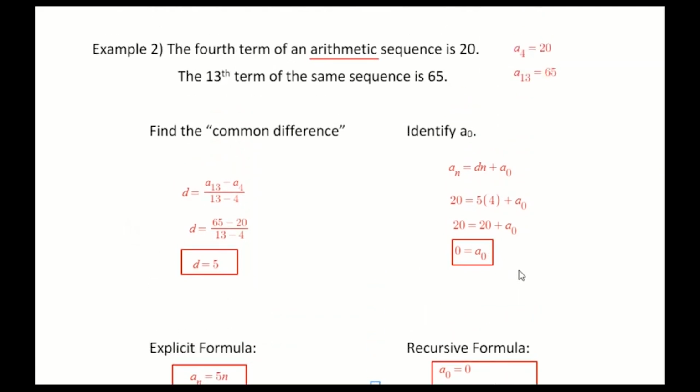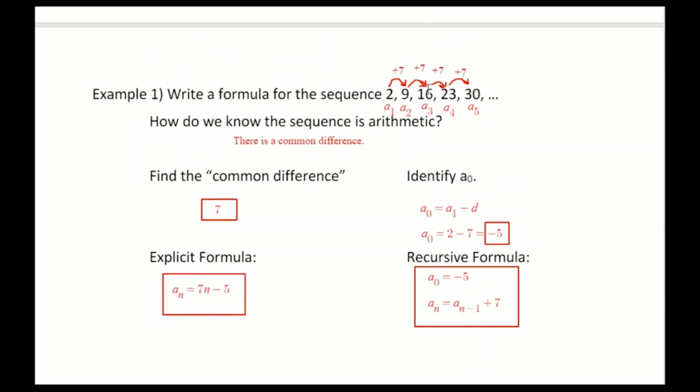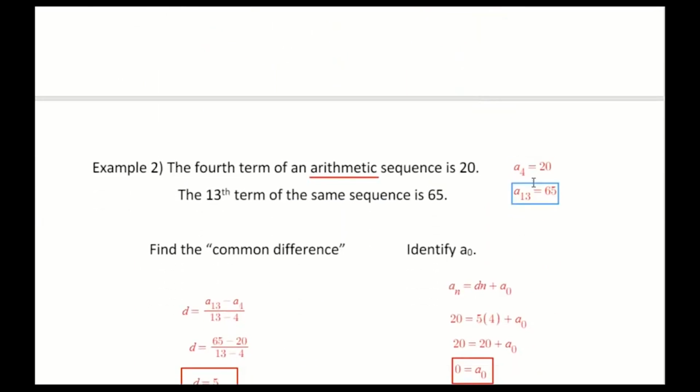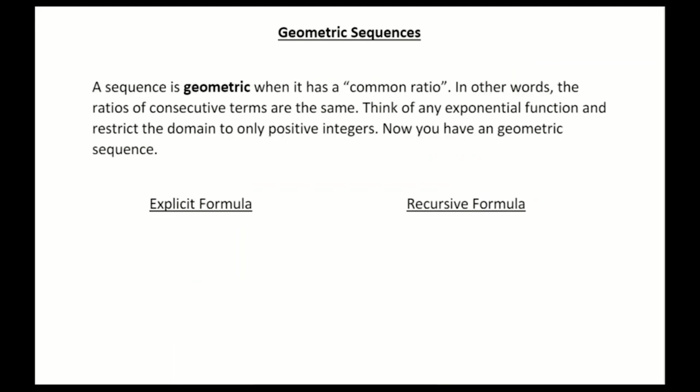Okay, so those are two different examples for writing explicit and recursive formulas of arithmetic sequences. In one case we saw we have the actual sequence, and another case is I just give you two terms in the sequence and you find it from there. So we're going to use these two examples to examine another type of sequence, and we're going to work these same types of examples for the next type of sequence that we will look at. The second type of sequence we're looking at today is called a geometric sequence. And a sequence is geometric when it has a common ratio.